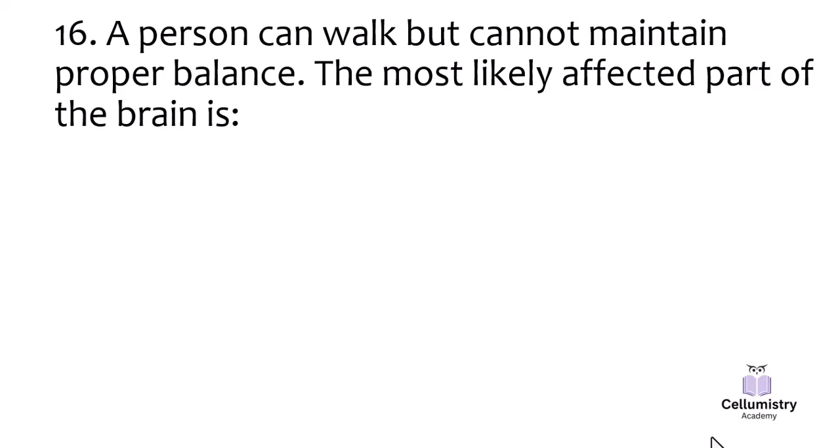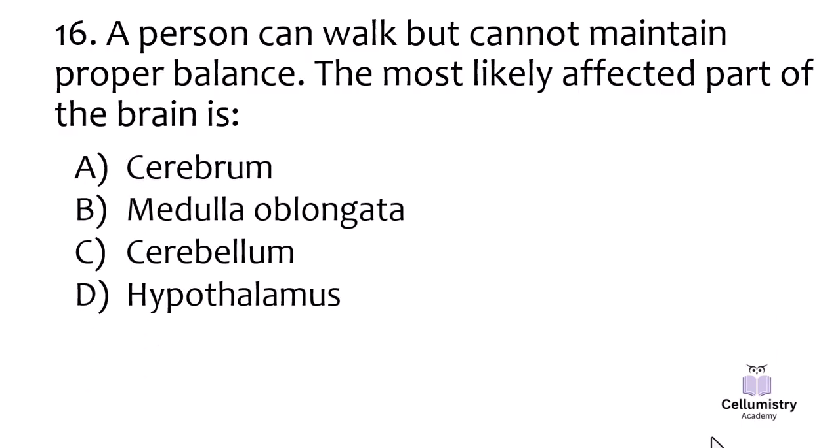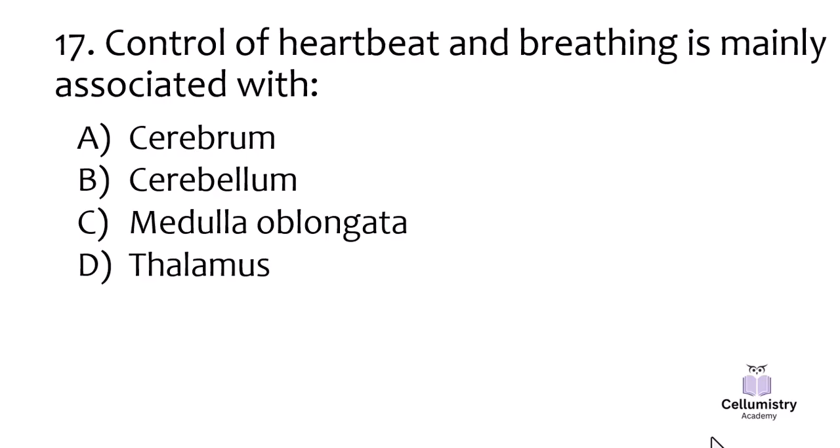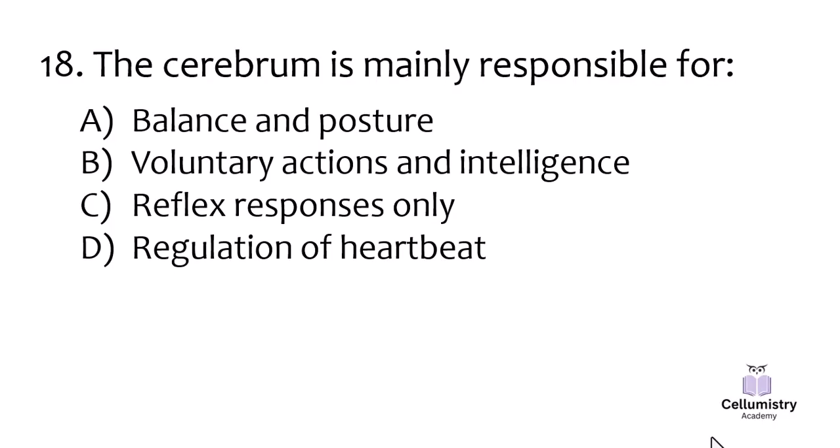A person can walk but cannot maintain proper balance. The most likely affected part of the brain is. Answer is C. Cerebellum. Control of heartbeat and breathing is mainly associated with. Answer is C. Medulla oblongata. The cerebrum is mainly responsible for. Answer is B. Voluntary actions and intelligence.